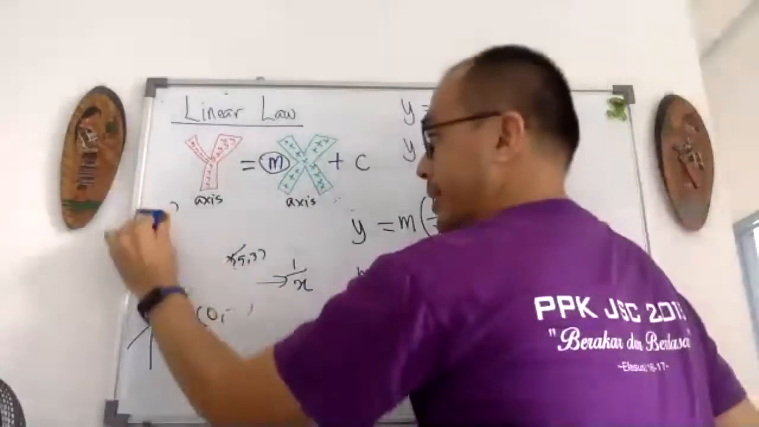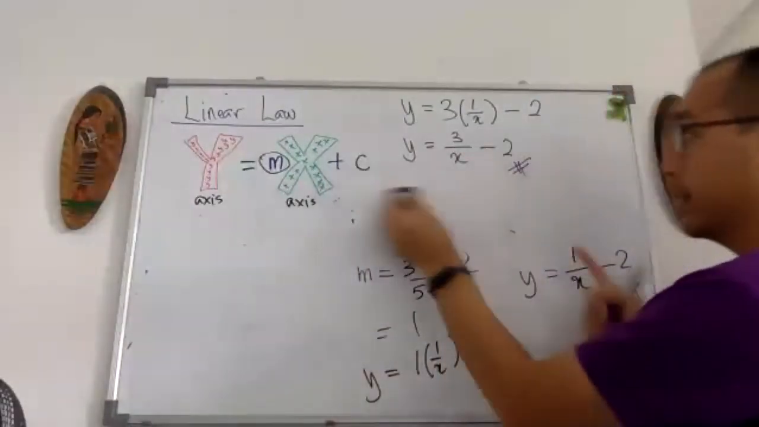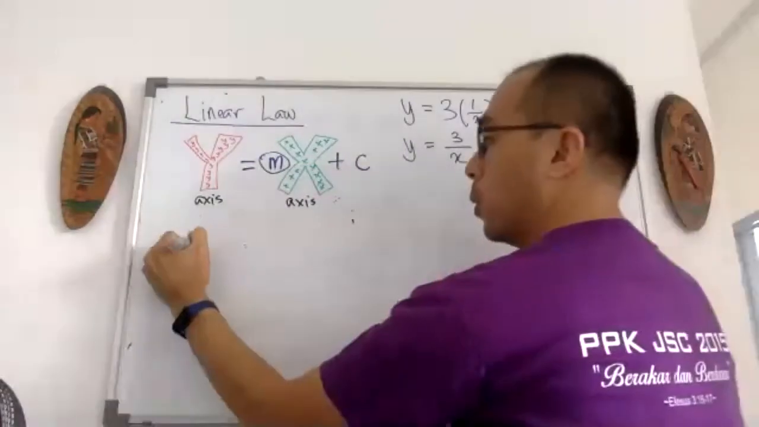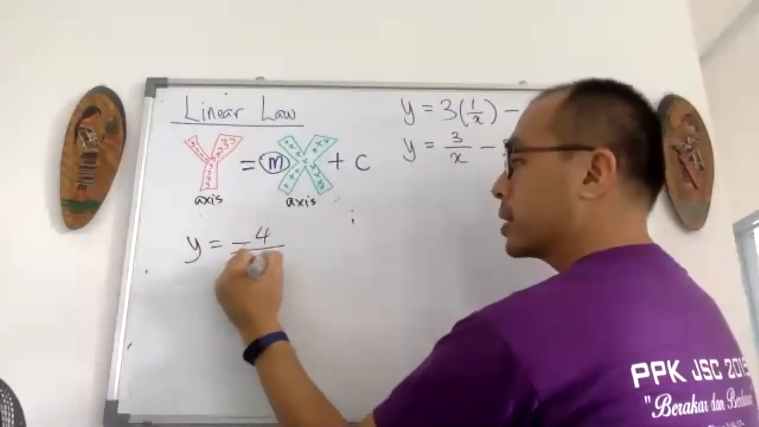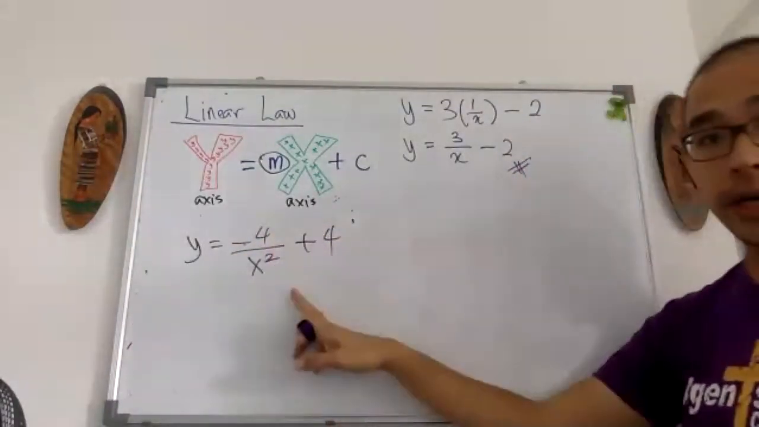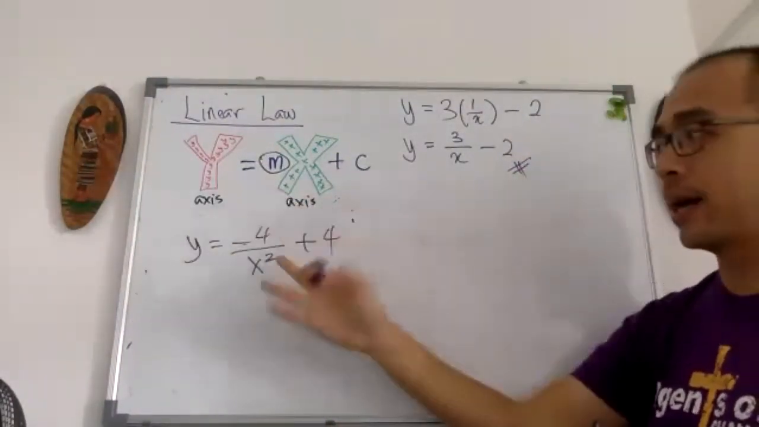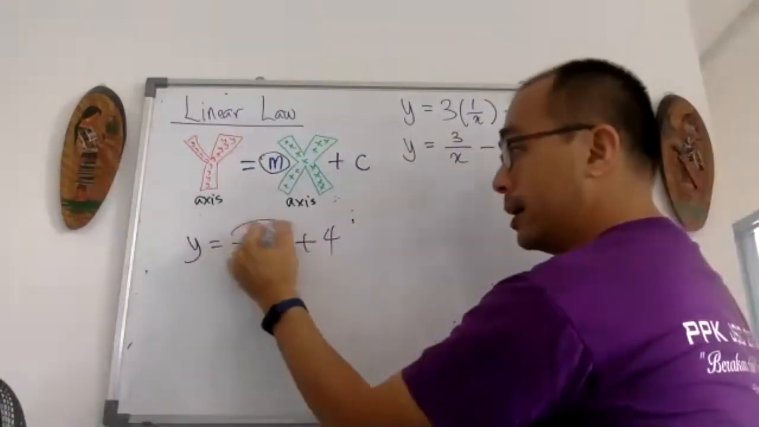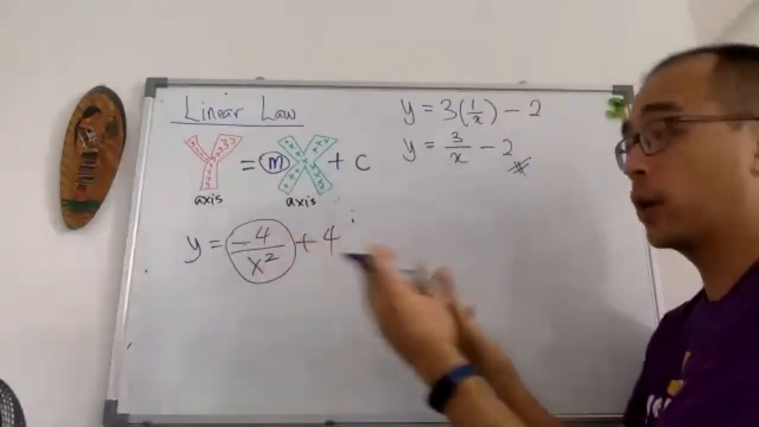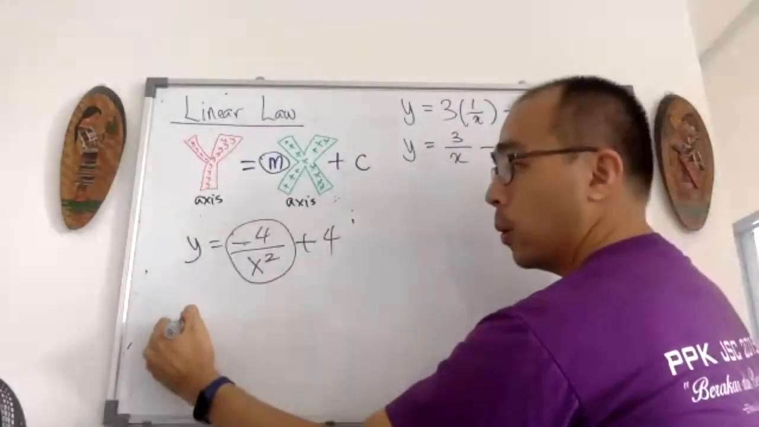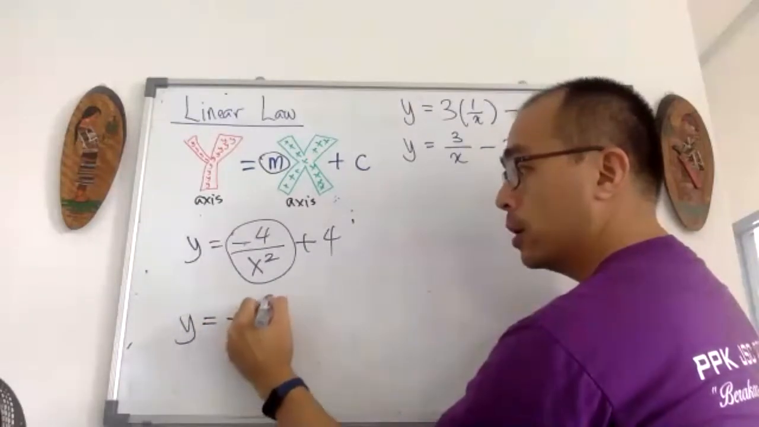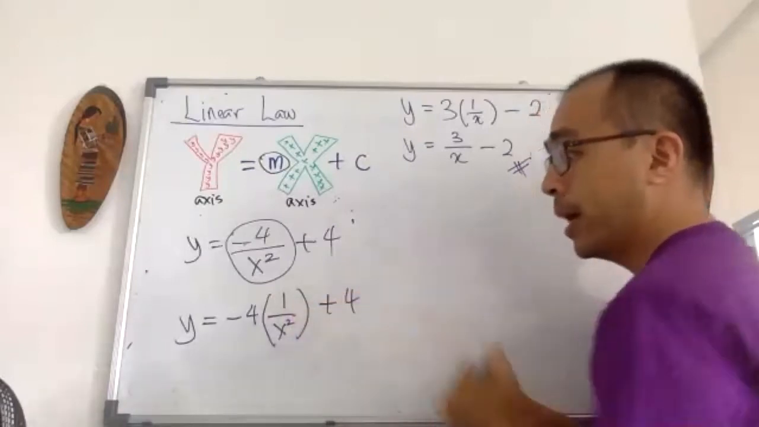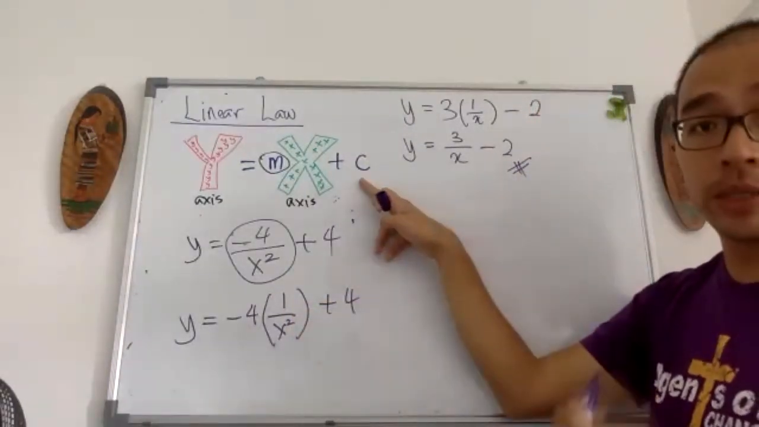I'm going to give you another example. It has nothing to do with our question, but it's more to do with this. It's a skill that we need to learn. So for example, y equals -4 over x squared plus 4. Totally doesn't look like this at all because I cannot see what the m is, I cannot see what the c is. But this one, I can split it up to become y equals -4 (1 over x squared) plus 4. And this makes it look more sensible.